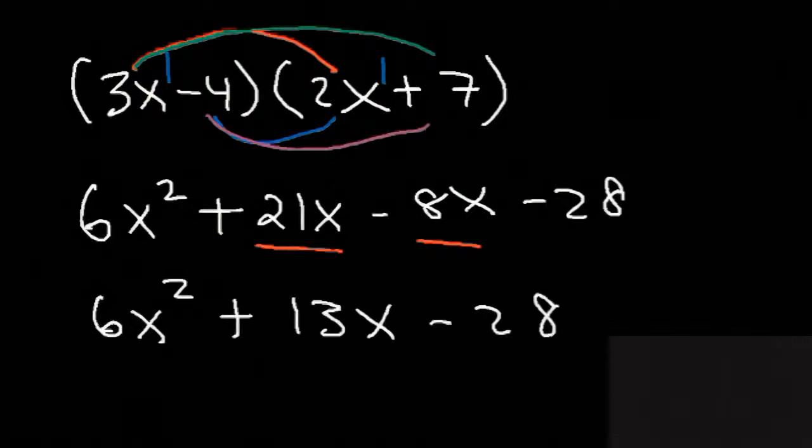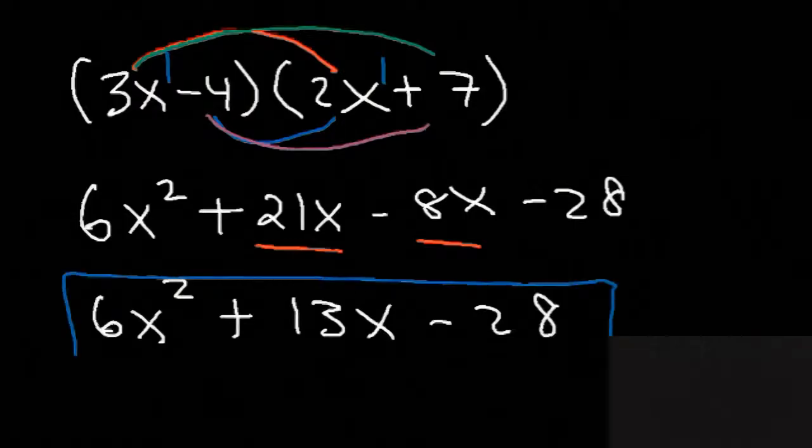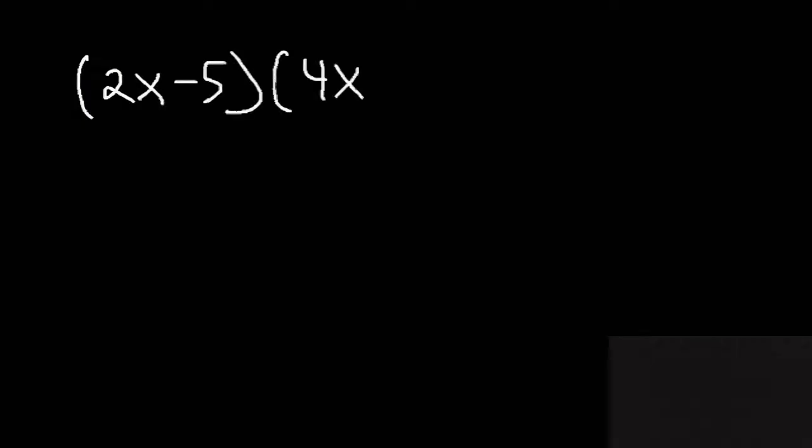So this is the final answer. That's how you can FOIL two binomial expressions. So the answer is 6x squared plus 13x minus 28. Try this example. 2x minus 5 and 4x plus 7. Go ahead and FOIL this expression.